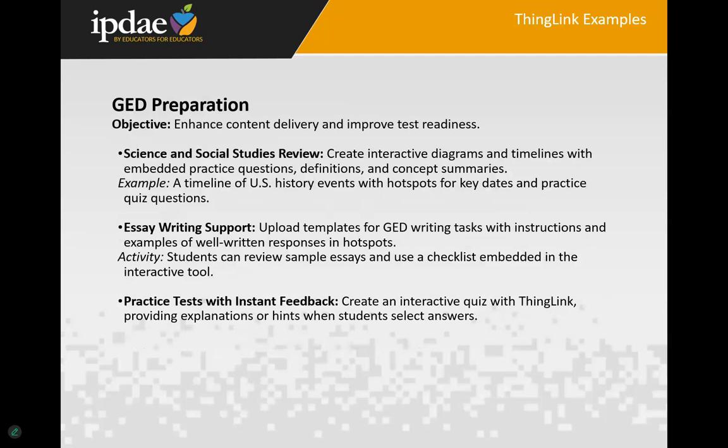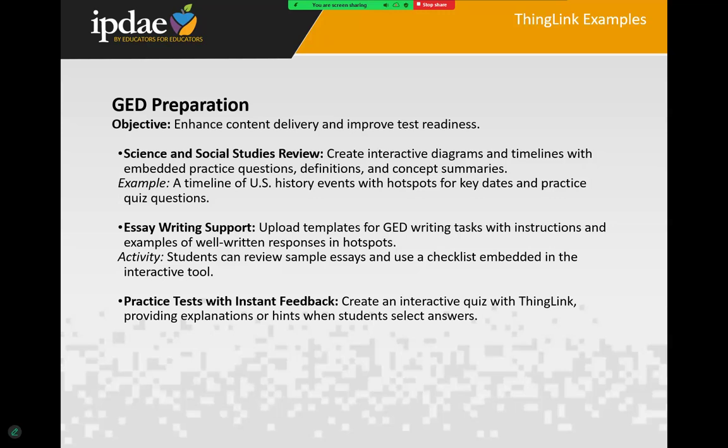So, like science and social studies review, we can use this tool to create timelines, diagrams. You could have a timeline of significant events in US history and add hotspots with key dates, definitions, even quiz questions. So, for example, let's say we had a timeline of the US involvement in World War II. And in that timeline, we could embed a video about Pearl Harbor, or we could have little quizzes embedded in there about the impacts of the United States joining the war and so on. So it makes reviewing for these topics more interactive and reinforces some of the important concepts they might need to know for the GED social studies.